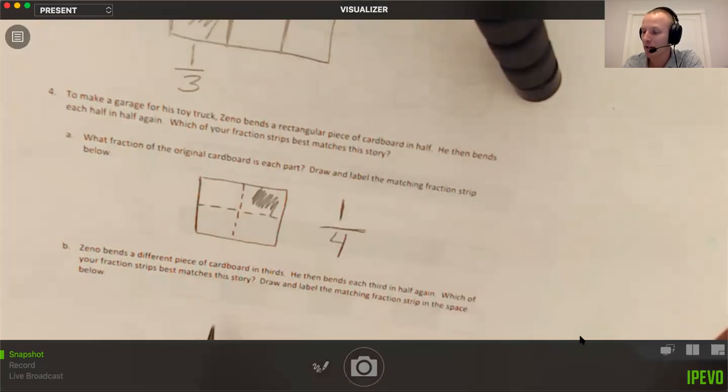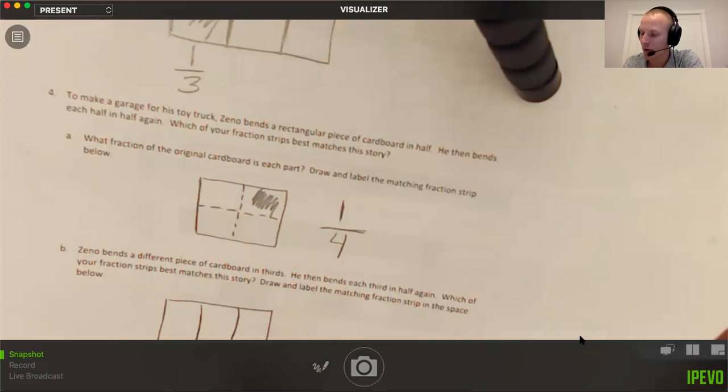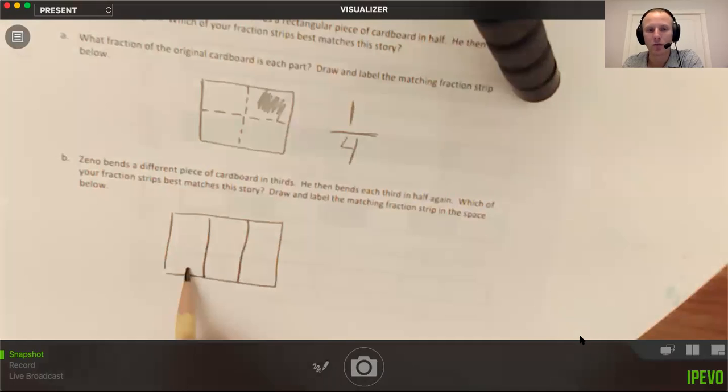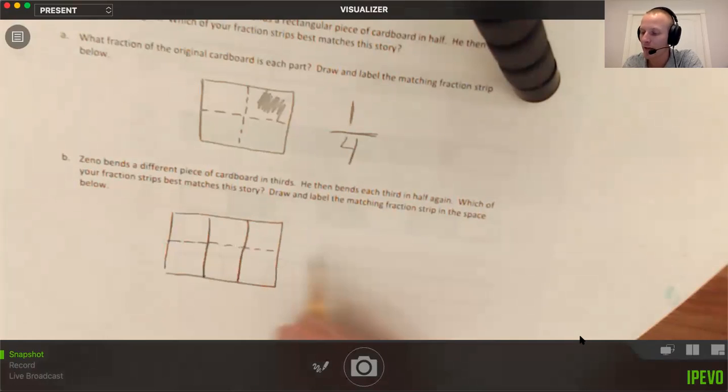It says Zeno bends a different piece of cardboard into thirds, and he bends each third in half again. So let's draw another piece of cardboard. He bends it in thirds. So I have, oh, you can't see, sorry. He has 3 pieces. He took his piece of cardboard, bends it in thirds. Then he's going to bend each third in half again. So he cuts that one in half, cuts that one in half, or bends it in half. He cuts that one in half. So now he has 6 total pieces.